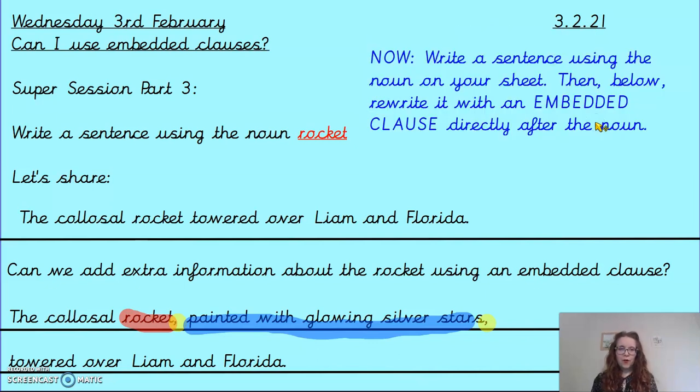Okay, your task now. Can you write a sentence using the noun on your sheet? And then below, rewrite it just like we've done with an embedded clause directly after the noun. Okay, have a go at that. And I believe that's the last part of our super session today. I hope you are feeling more confident with your embedded clauses. And if you want to challenge yourself even further, you can have a go at writing your own driving instructions.